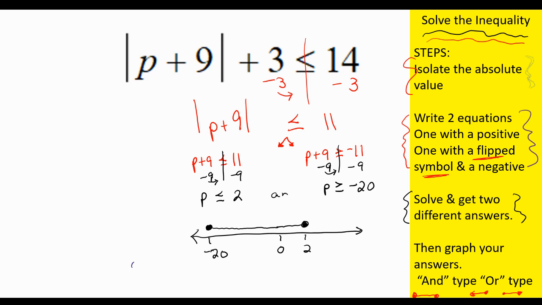So this is an AND answer. So you put the word AND in between your two numbers in your final answer. So you have a final answer and you also have a graph. Since the graph meets together, that's why we put the word AND.